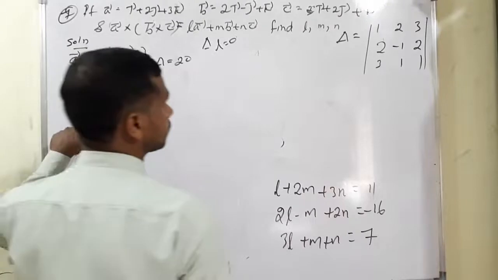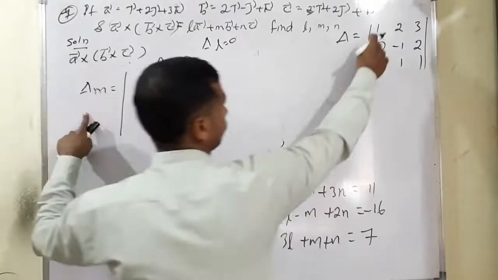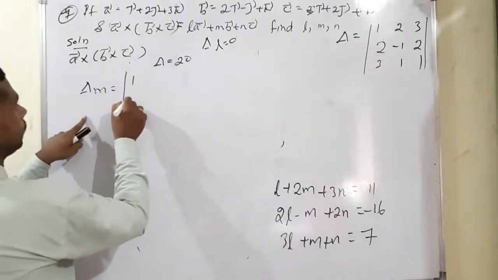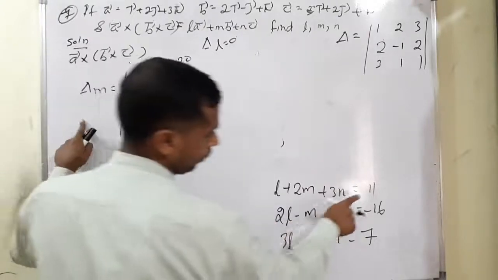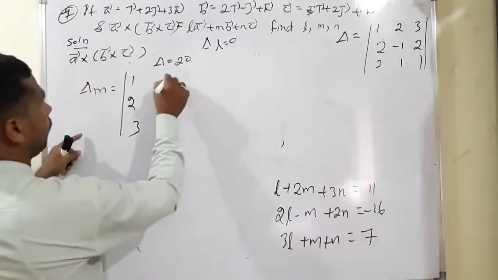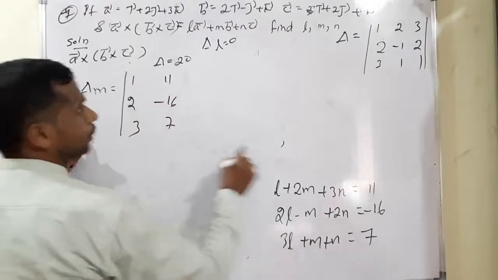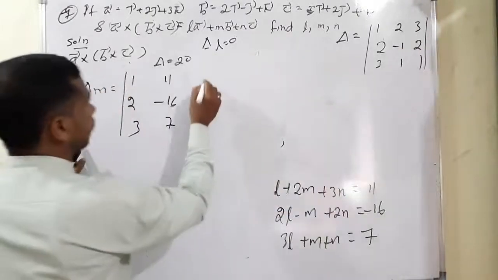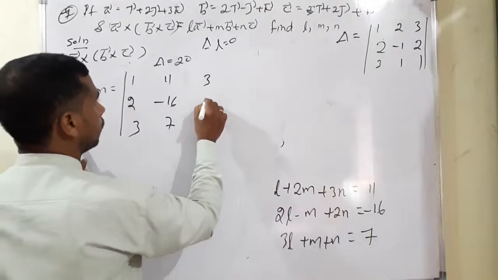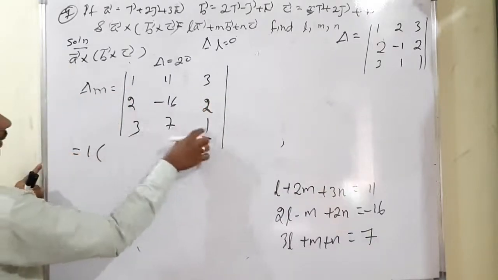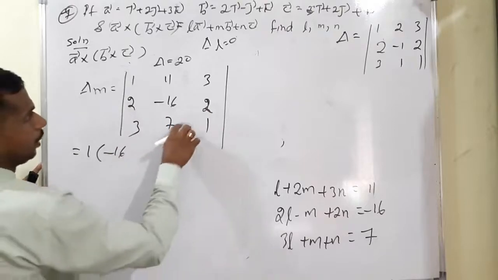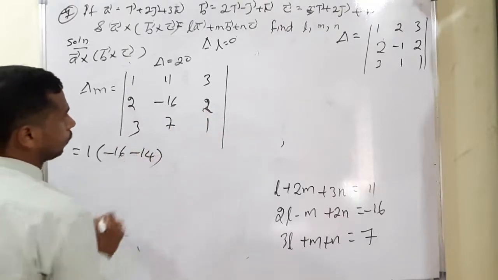So del m means definitely the first row as it is, 1, 2, 3. Then in the second one, instead of m, the row 11, minus 16, positive 7. 11 minus 16 positive 7. So the n row is 3, 2, 1. 3, 2, 1. So 1 into minus 16 into 1, minus 16. 2 7s are 14, but minus 14.